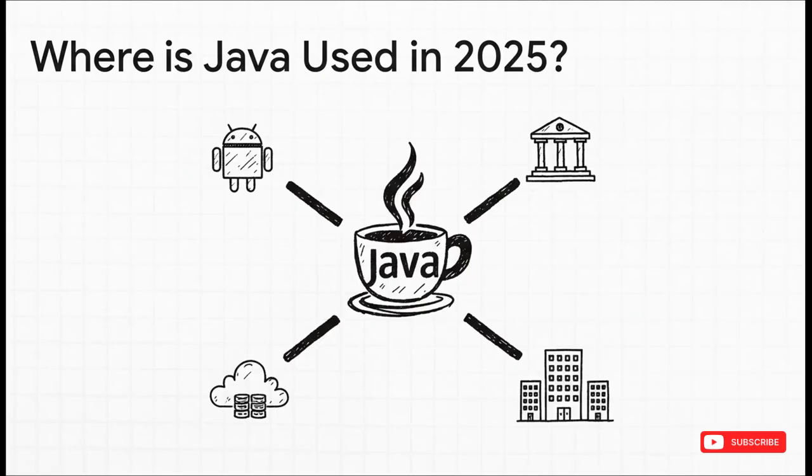So where do you actually find Java today? Oh, it's everywhere. Android, the operating system on most of the world's smartphones, is built on Java. It runs the back-end systems for major banks, it powers massive cloud computing platforms, and it's the backbone for countless huge business applications. It really is the invisible, reliable engine behind so much of our digital lives.